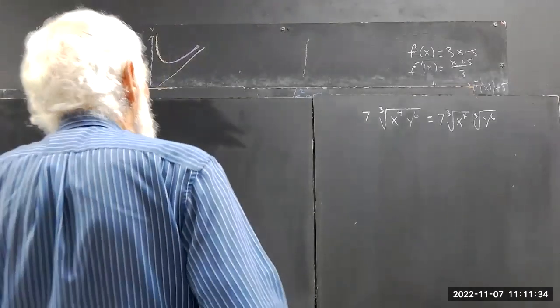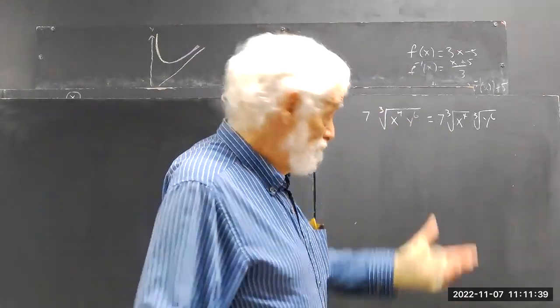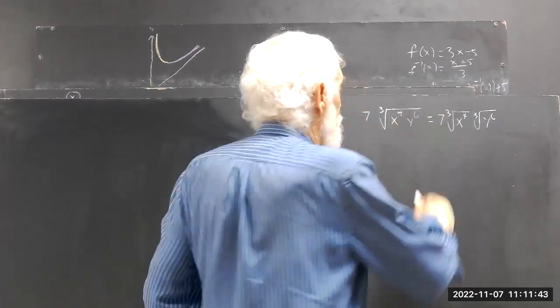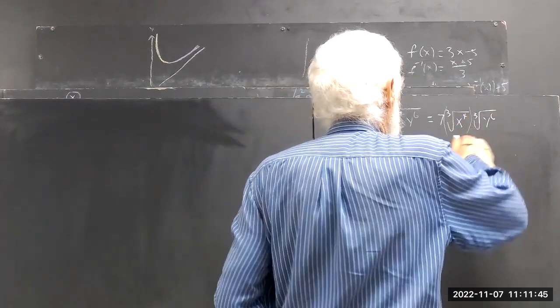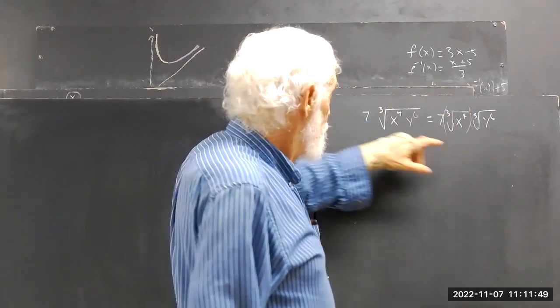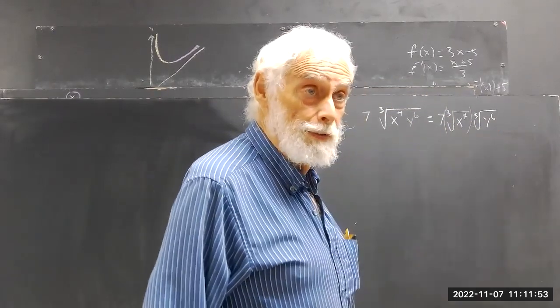Okay, we're looking at 7 times the cube root of x to the 4th y to the 6th. Well, the 7 stays out there. I should have put it a little more to the left. Put a couple of parentheses around here to make sure the 7 doesn't get mixed up with 3. Okay, but I can write that as 7 times the cube root of x to the 4th times the cube root of y to the 6th.